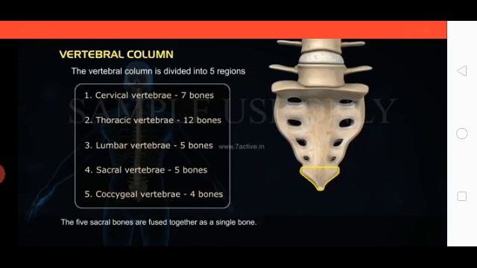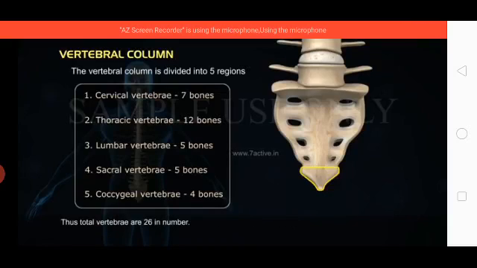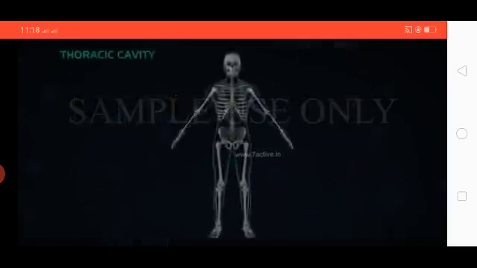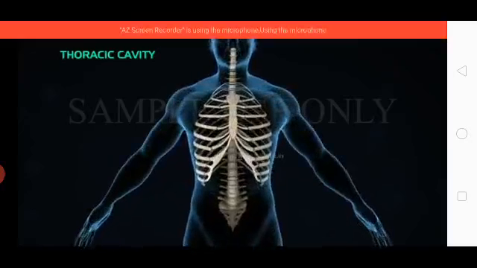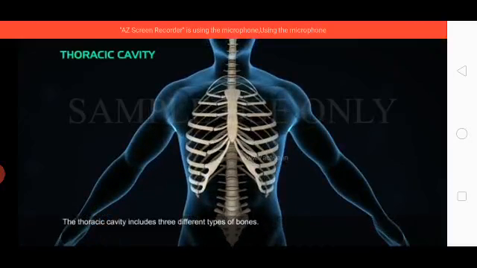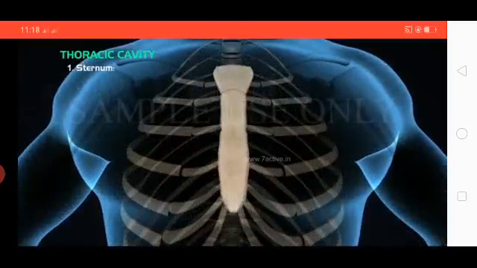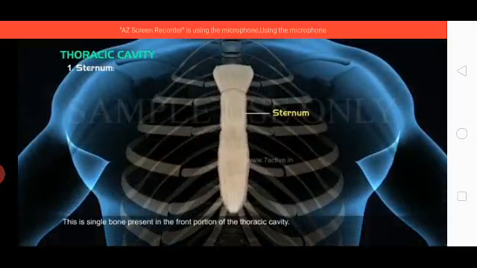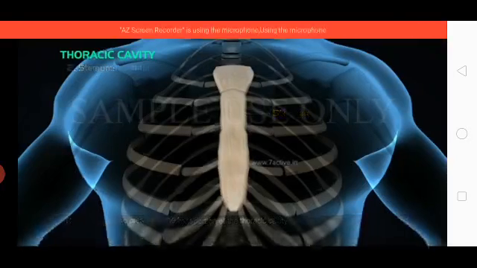The 5 sacral bones are fused together as a single bone. The 4 coccygeal bones are fused together as another single bone. Thus, total vertebrae are 26 in number. Thoracic cavity. The thoracic cavity includes 3 different types of bones. 1. Sternum. This is a single bone present in the front portion of the thoracic cavity.